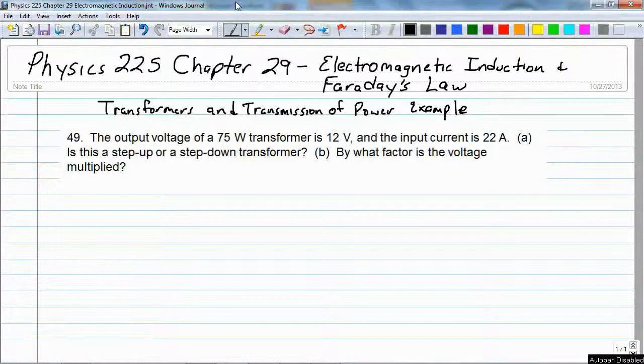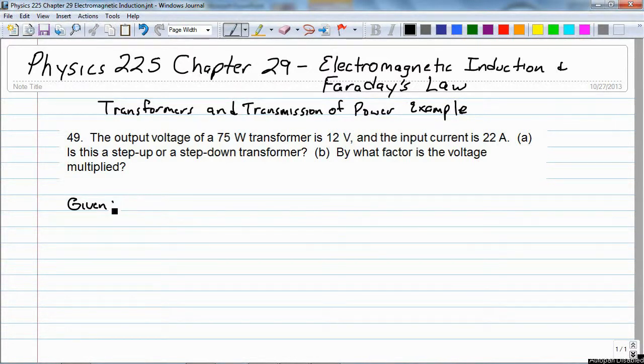So let's do a quick transformer example. Here we have the output voltage of a 75 watt transformer is 12 volts and the input current is 22 amps. We want to know if it's a step up or step down and by what factor the voltage is multiplied.